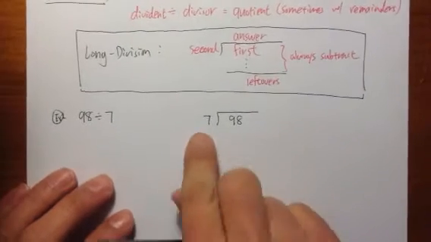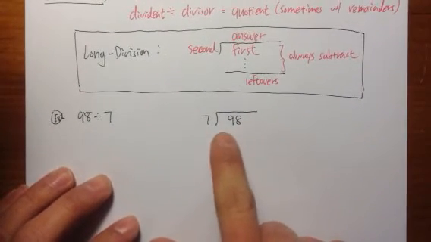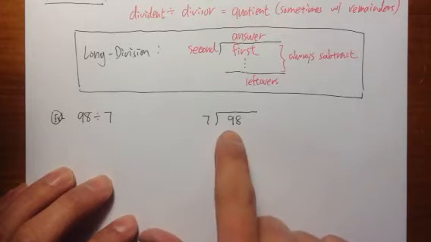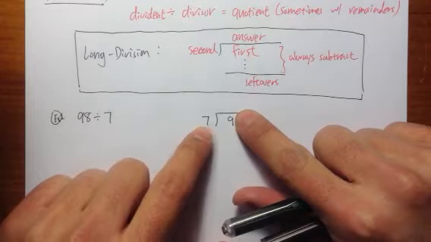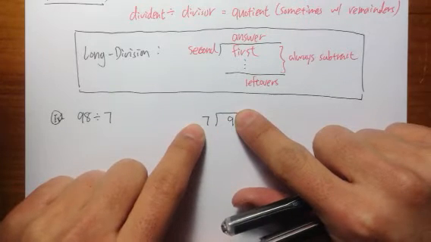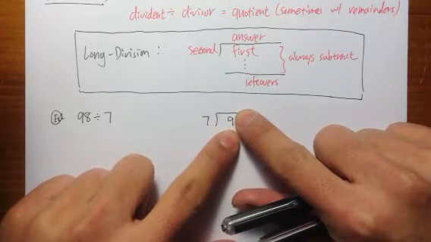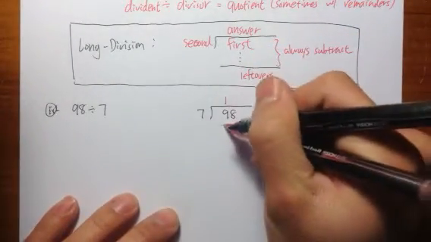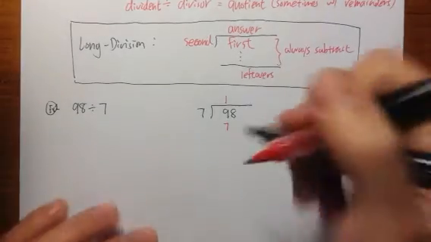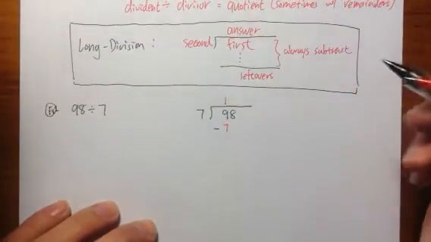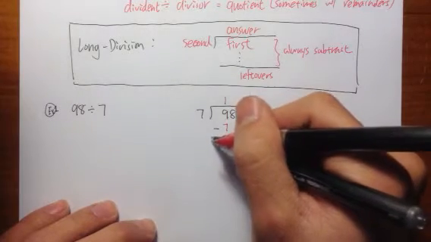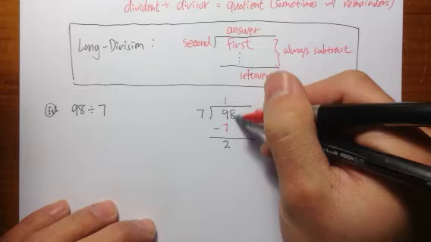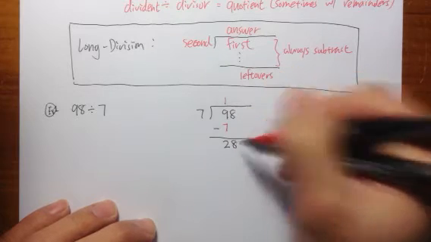Notice how 7 only has 1 digit and 98 has 2. What we're going to do is compare the first digits only. So 7 and 9: how many times does 7 go into 9? Once. So I'll put down the 1 right here. 1 times 7, you get 7. Subtract. During the process, you always subtract. I have 9 minus 7, I get 2. And then you bring down the 8.